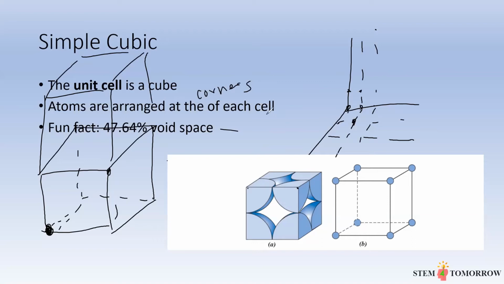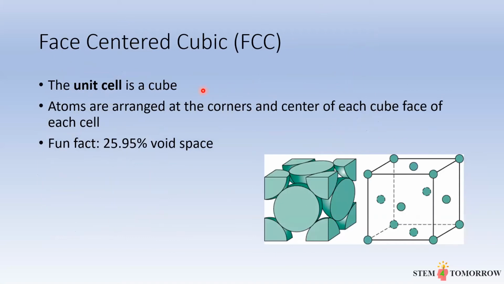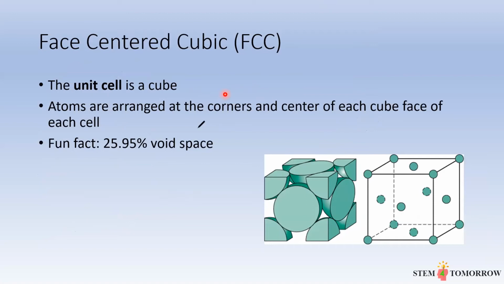So, the next slide. The next type of crystal structure is going to be the face-centered cubic, or FCC. The previous one was simple cubic, or SC. This one is FCC. So once again, the unit cell is a cube, right? But this time, the atoms are arranged at the corners, but also the centers of each cube face.